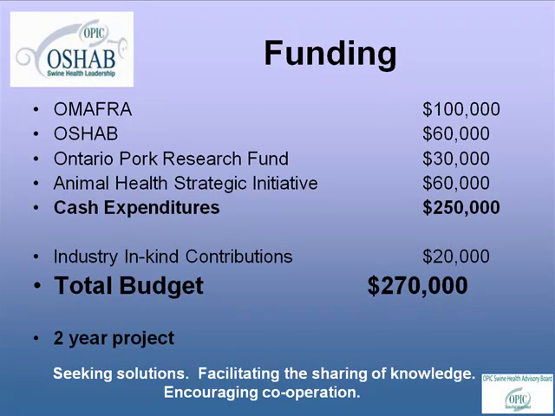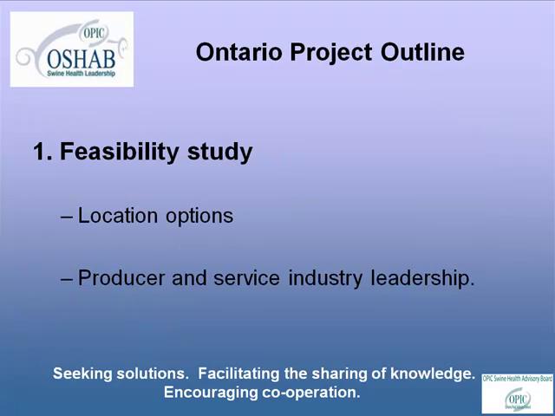We've been fortunate in that we have various fund partners: OMAFRA, which is the Ontario Ministry of Agriculture, Food and Rural Affairs, a government agency; OSHAB, the Ontario Swine Health Advisory Board; Ontario Pork, which is the marketing arm in Ontario; and the Animal Health Strategic Initiative, part of the Animal Health Lab at the University of Guelph. In total cash expenditures, we have $250,000, and we have various people from the industry making in-kind contributions. So it is a 2-year project, and we're working with approximately $207,000.